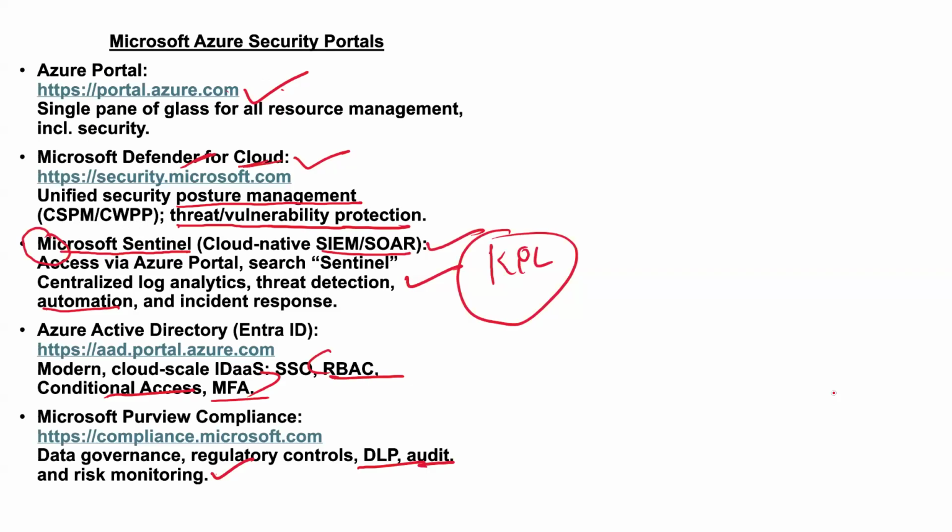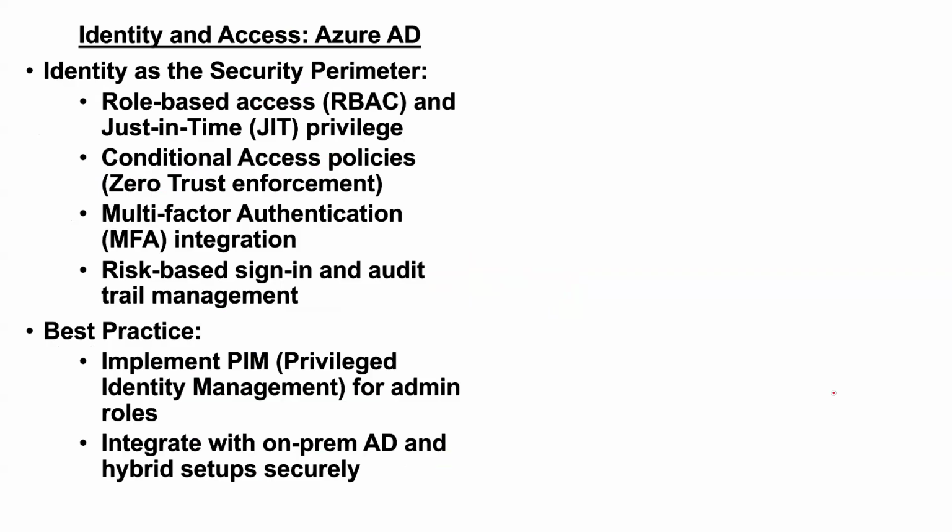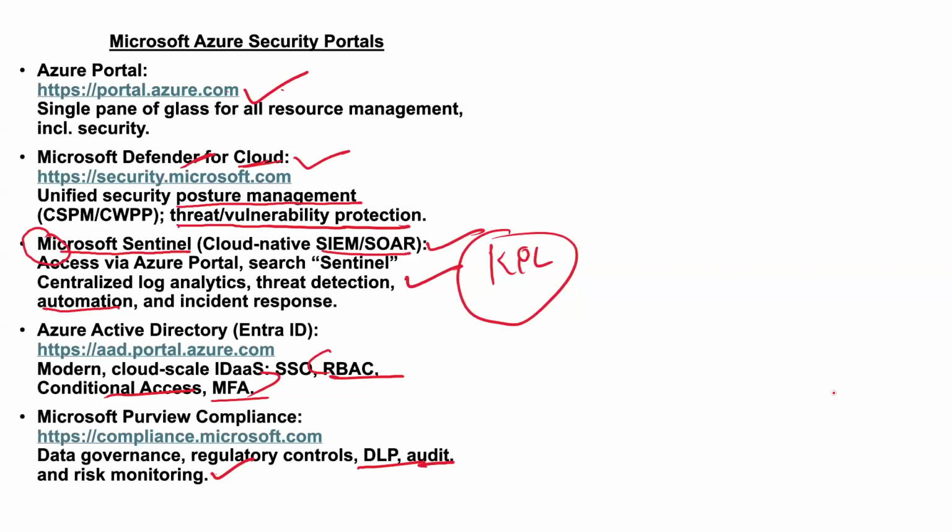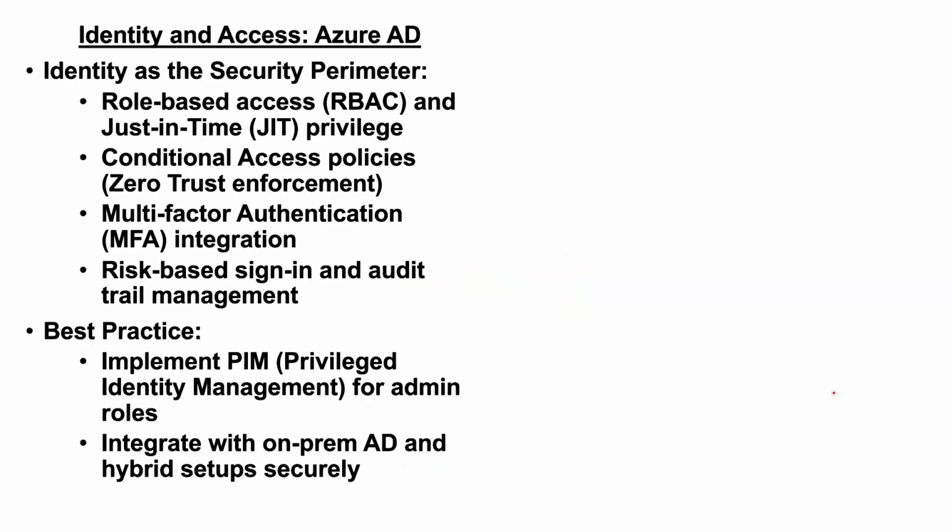As I have said, we will be looking into identity access management also. This is the identity access management portal, which also comes under Azure Active Directory, Entra ID. It is now called Azure AD. So identity as a security perimeter. What are the parameters that we will set? Now you see a new term, just in time. We have looked at role based access, which depends on the role.